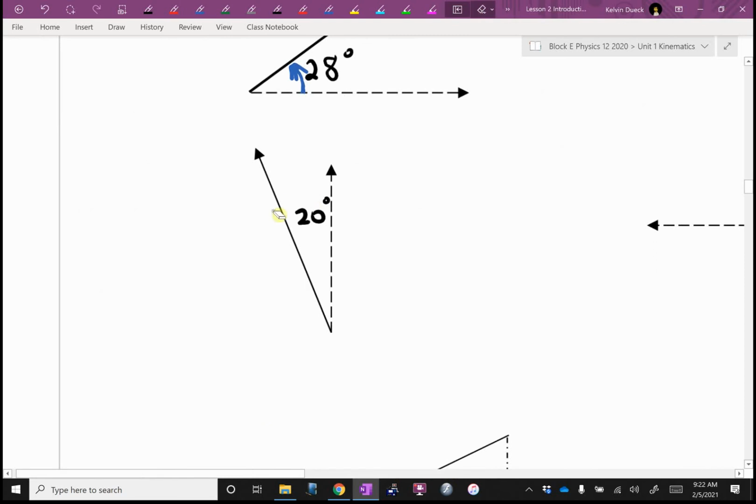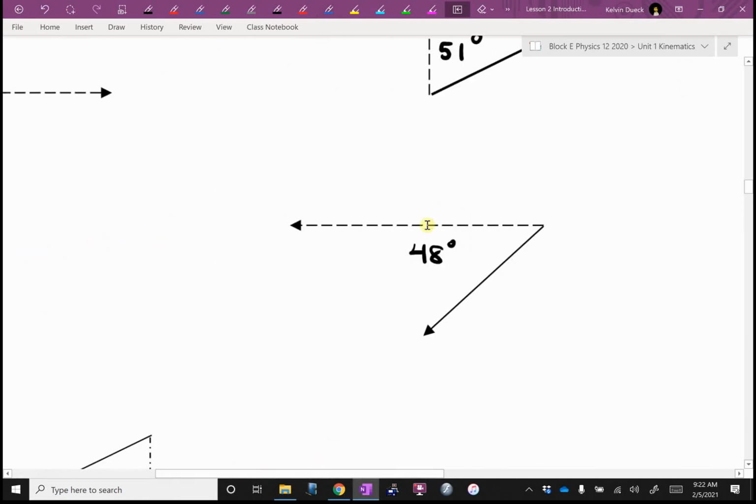Kyle, looking at this one right here, what direction is the non-slanty nice line? It's going to be 20 degrees of north. Which way of north to get to the slanty line? That's west of north. Okay. Elias, this next one, what direction is the non-slanty nice line pointing? So it's going to be 48 degrees of west. What of west? North of west or south of west?